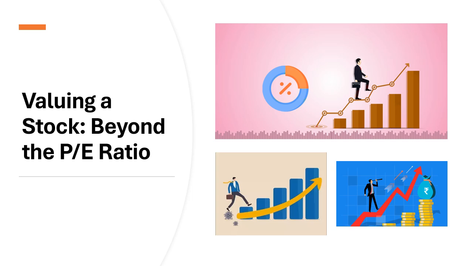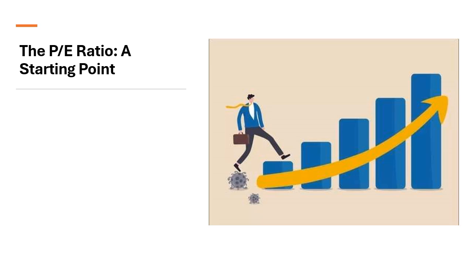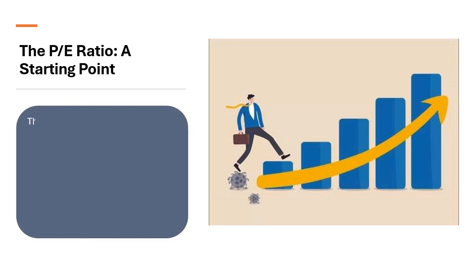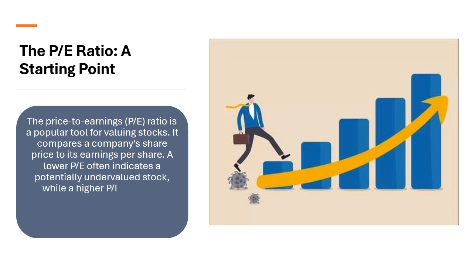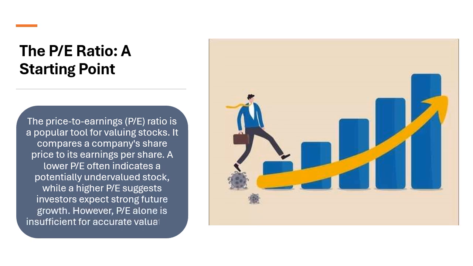Valuing a stock beyond the P/E ratio. The P/E ratio, a starting point. The price to earnings (P/E) ratio is a popular tool for valuing stocks. It compares a company's share price to its earnings per share. A lower P/E often indicates a potentially undervalued stock, while a higher P/E suggests investors expect strong future growth. However, P/E alone is insufficient for accurate valuation.